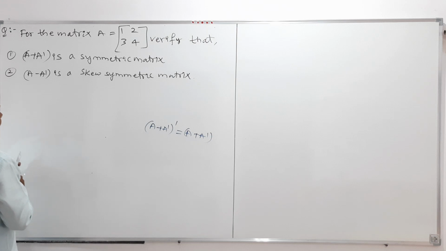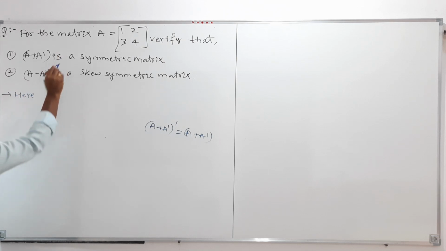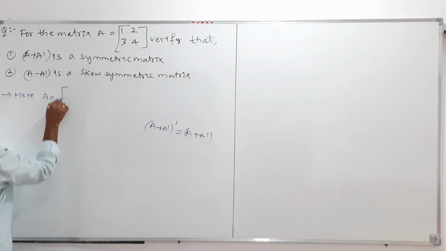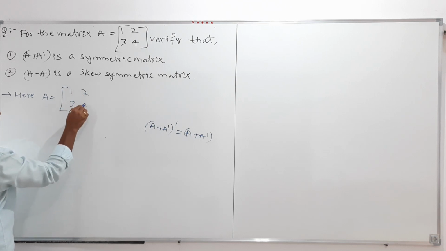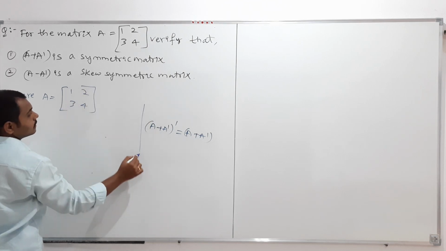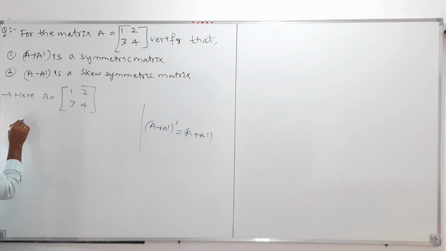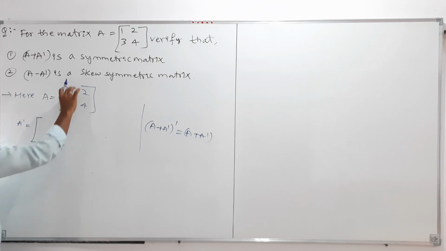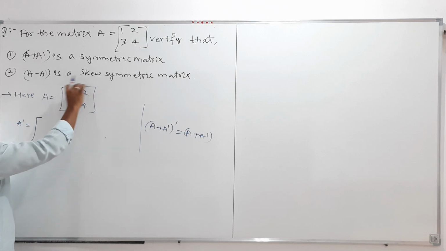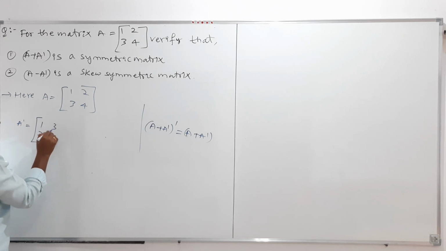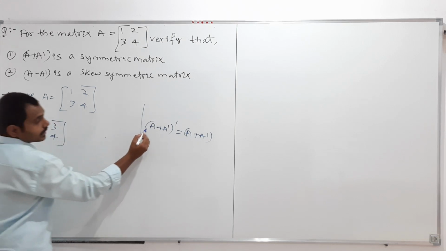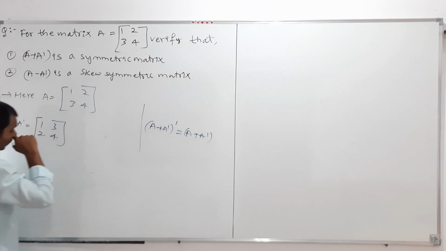So my dear students, here the matrix A is, what is that? A is equal to 1 2 3 4. Next, I will take the A transpose. So how to write the A transpose? Interchange the rows into columns: 1 3 2 4. This is your A transpose. But I require A plus A transpose whole transpose.